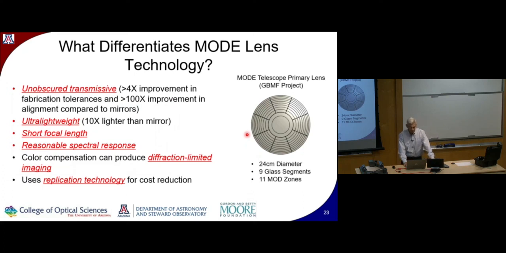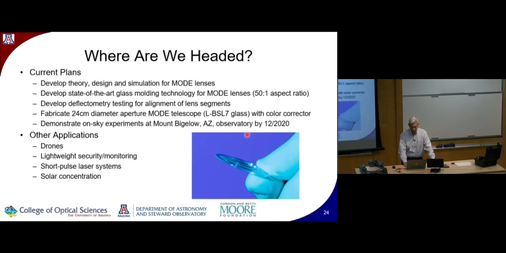So what differentiates mode lens technology? Unobscured transmission, a 4x improvement in fabrication tolerances, and a 100x improvement in alignment compared to mirrors. Ultra lightweight, at least 10 times lighter, conservatively, than a mirror. Short focal length, reasonable spectral response, and color compensation can produce diffraction limited imaging. And we're gluttons for punishment. We're actually replicating these things in molded glass. Okay, so it's cheap. Well, not the first one.